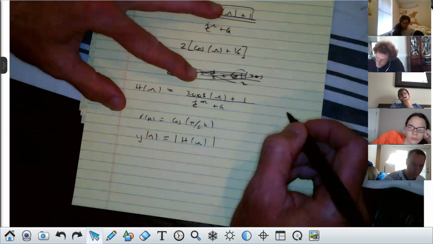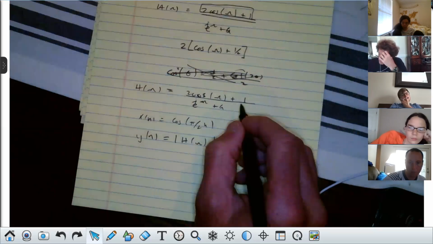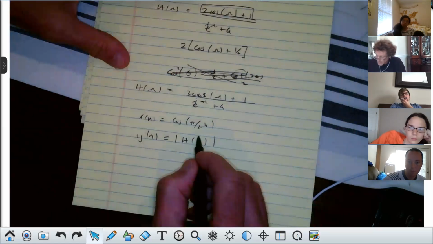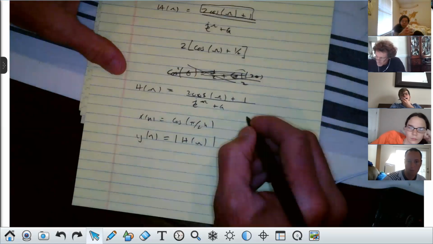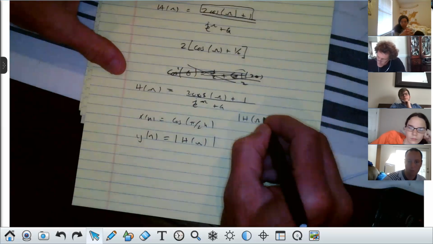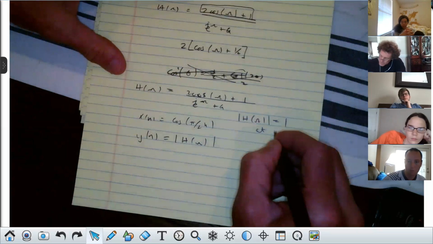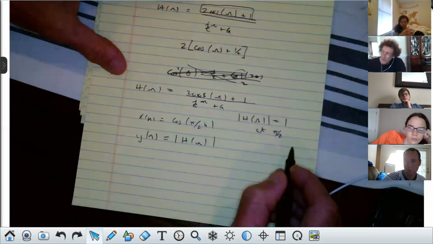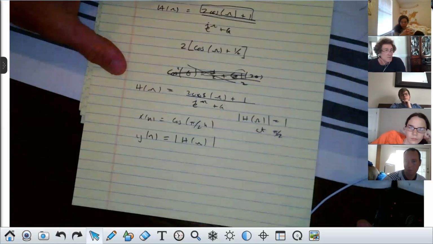At pi over 2. Now, what is it? At pi over 2, just look at this. If we want the magnitude of h of omega to be equal to 1 at pi over 2, well, the cosine of pi over 2 is 0. Do you agree with me, everybody?